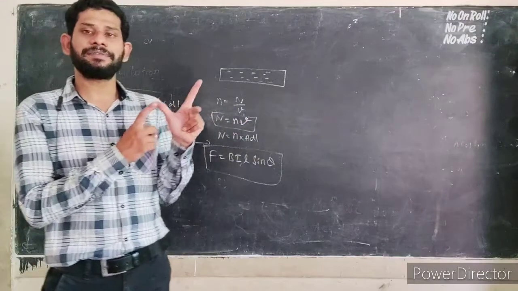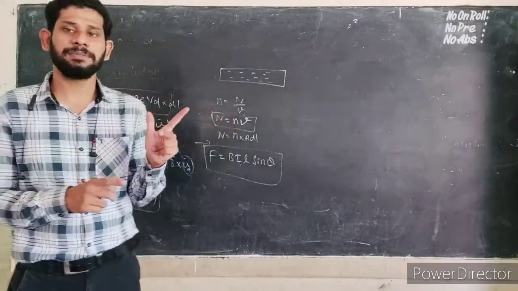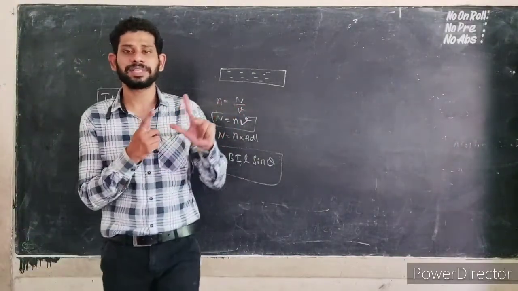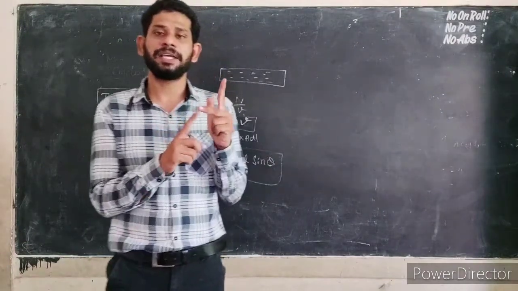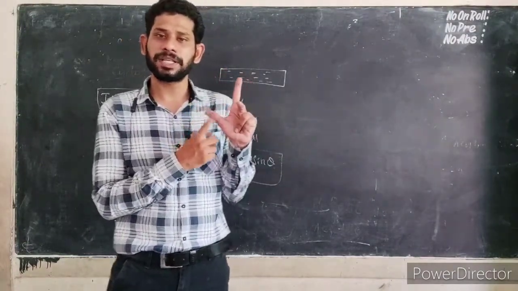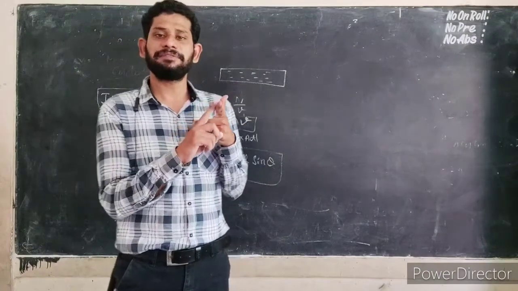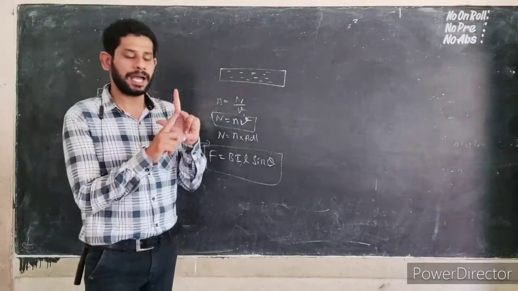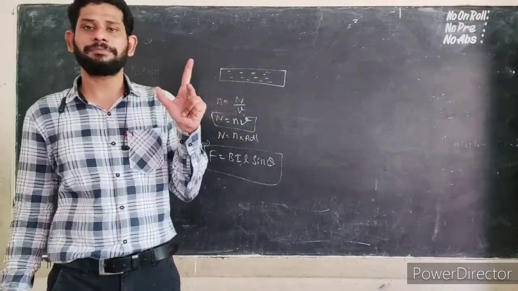So FBI, you know very well about the CBI, the Central Bureau of Investigation, and the FBI, the Federal Bureau of Investigation. So what is it here? F is the force on the current carrying conductor, B is the magnetic field, and the middle finger is your current, I. FBI.